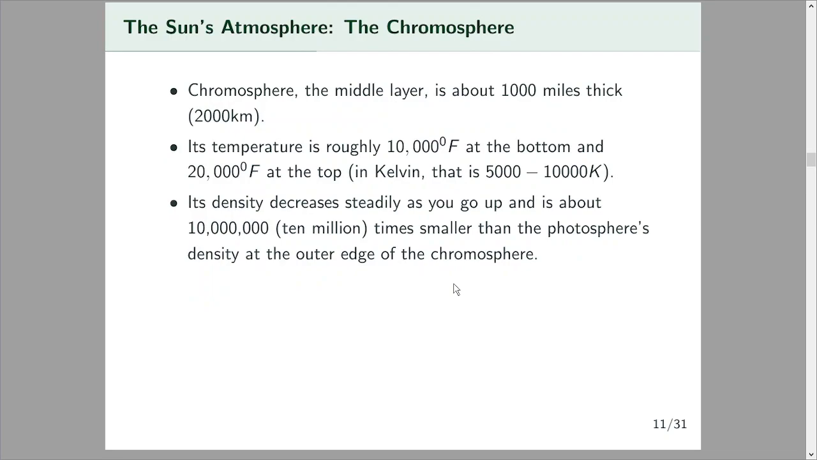The chromosphere is the middle layer. It's about 1,000 miles thick. It sits on top of the photosphere. Its temperature is roughly 10,000 at the bottom, same temperature as the photosphere, and then 20,000 at the top. So it's getting hotter as you go up. Its density decreases steadily as you go up to about 10 million times smaller than the photosphere's density. And so the photosphere was 1/10,000th of the Earth's, and so you get the picture as you go up.